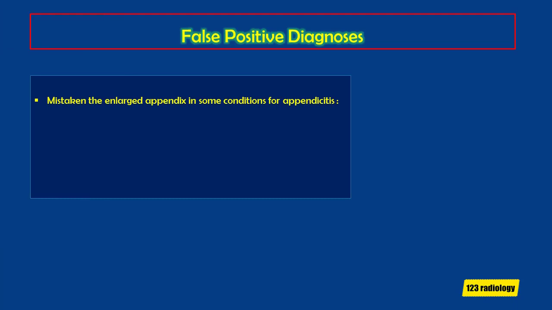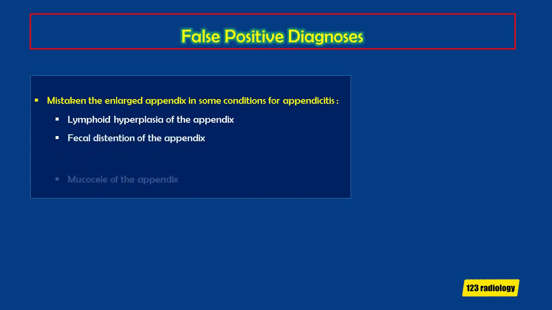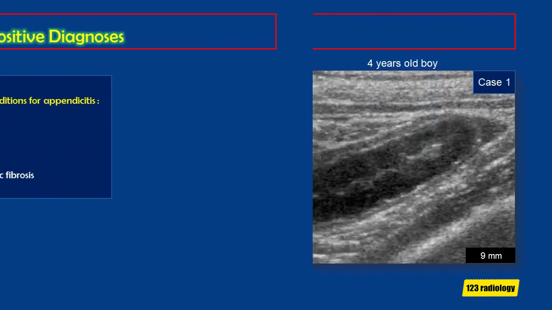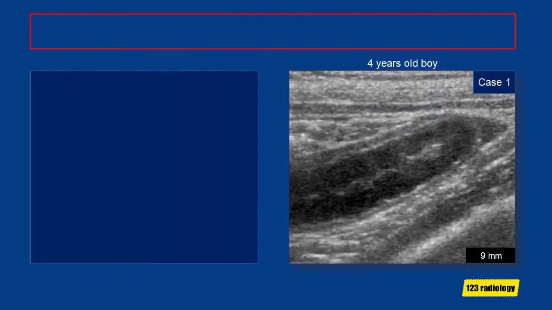Causes of false positive diagnoses include mistaking the enlarged appendix in some conditions for appendicitis. These conditions include lymphoid hyperplasia of the appendix, fecal distension of the appendix, mucocele of the appendix, and enlarged appendix in patients with cystic fibrosis. Several conditions, mostly in pediatrics, are associated with non-inflammatory enlargement of the appendix.